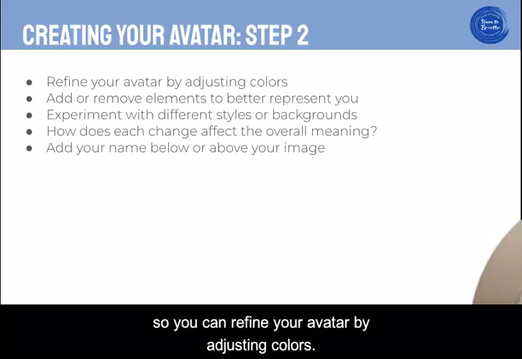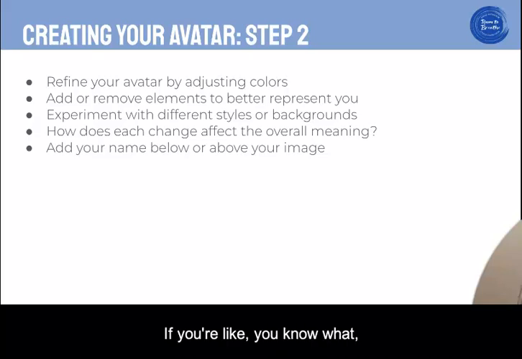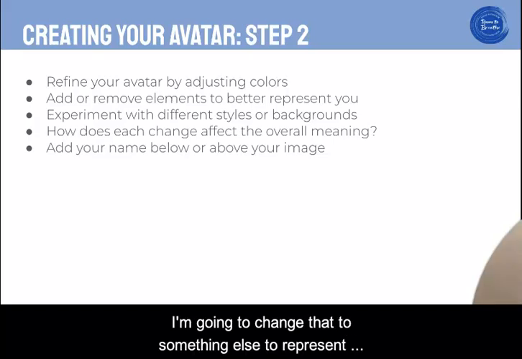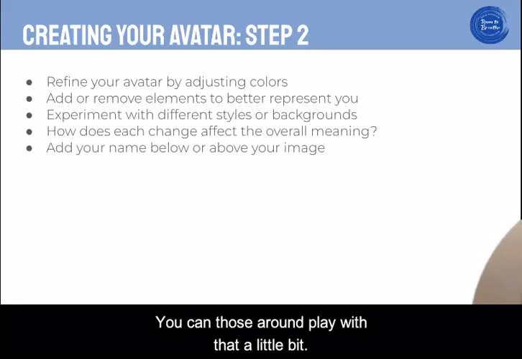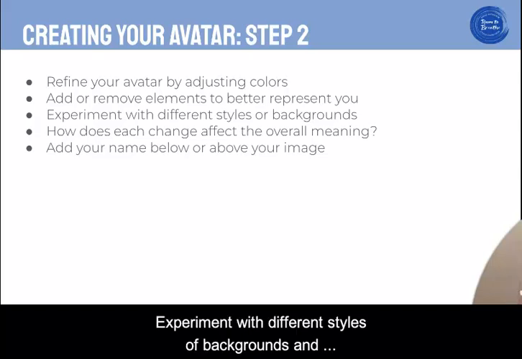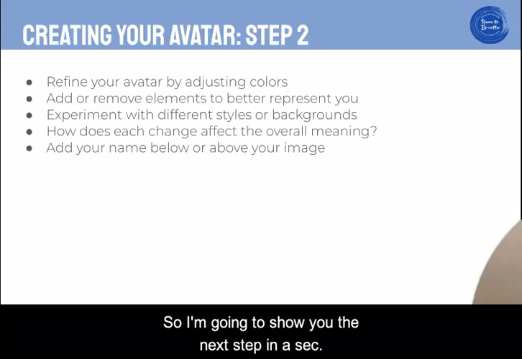So you can refine your avatar by adjusting colors. You can add or remove elements to better represent you. If you're like, you know what, I don't really like that eyeglasses, I'm going to change that to something else to represent knowledge. Or, you know what, the deer isn't quite the symbol I need. I'm looking for an owl. You can change those around, play with that a little bit, experiment with different styles of backgrounds, and think about how that might affect your overall meaning. So I'm going to show you the next step in a second.